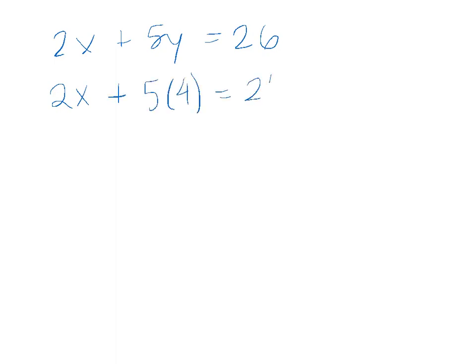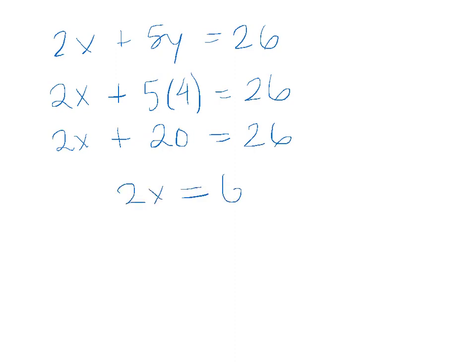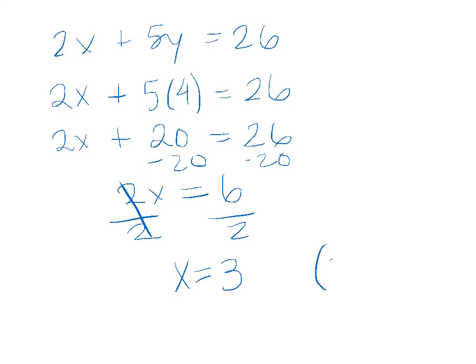So I have got 2x plus 5y equals 26. So 2x plus 5 times 4 equals 26. 2x plus 20 is 26. So 2x equals 6. Subtract the 20. Divide by 2. And x is 3. So my answer is 3 comma 4.